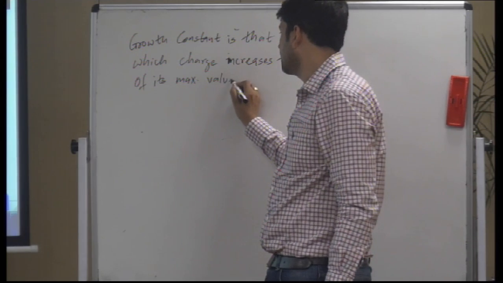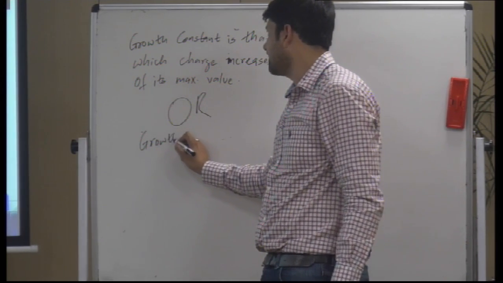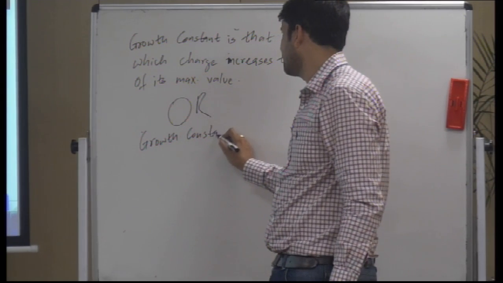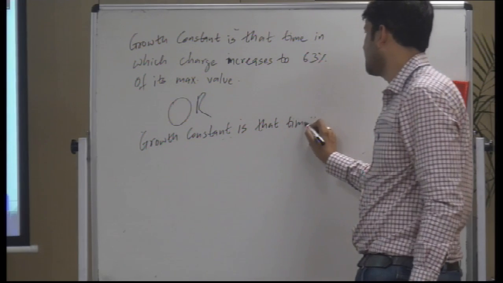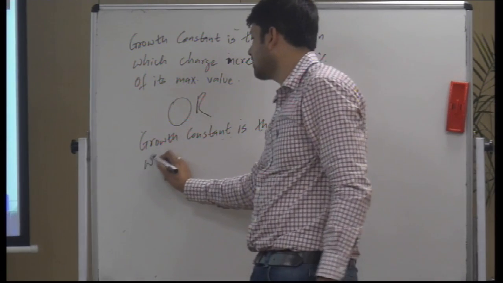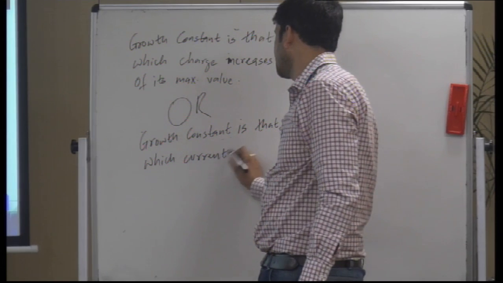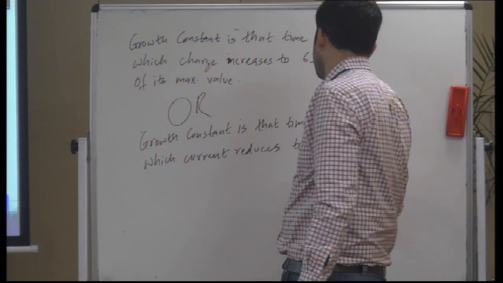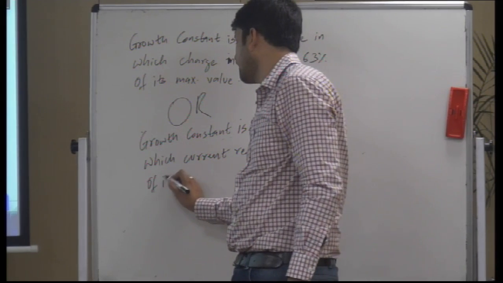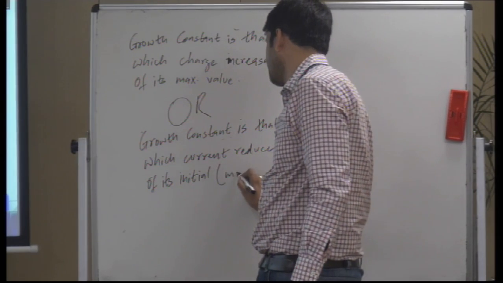Or you can write, growth constant is that time in which current reduces to 37% of its initial value, which is also the maximum value.